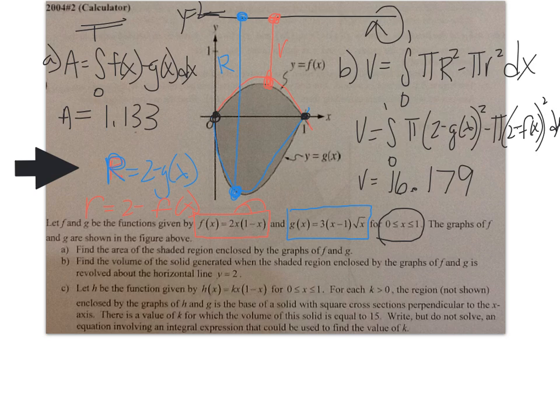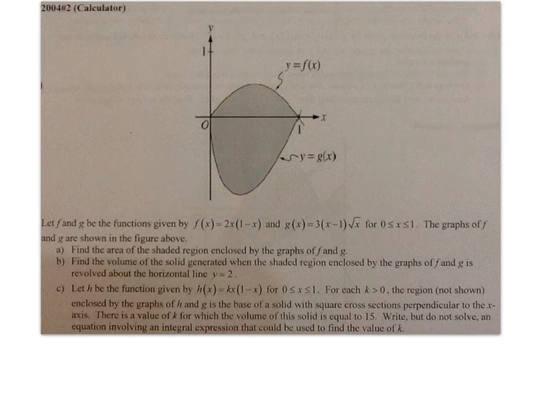Okay, we've got one last part to do together as notes. That is part C. And part C says, let h be the function given by h of x equals kx times 1 minus x. So we've introduced another variable in this problem, k, but k is a constant. Please notice the similarity between the h of x equation and the f of x equation that they gave us to use previously. They are the exact same thing, except they've taken out the 2 and replaced it with k, so that could be any constant.